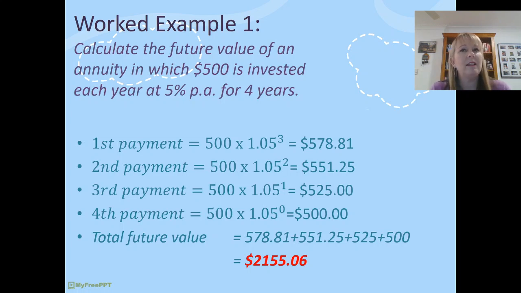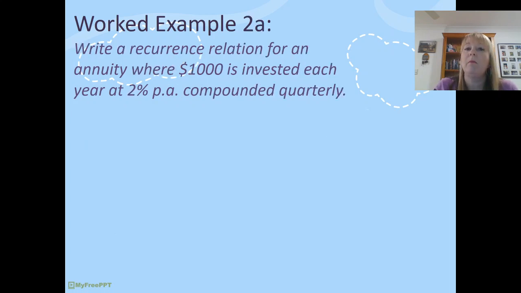Now, this would be very tedious for us to use, as you can imagine, if we had to calculate it over 40 years, or if we had 4 compounding periods a year for 4 years. That means we'd have to be calculating 16 different payments and adding them together. So I'm sure you're thinking there's got to be a better way than that. Well, let's look at worked example 2. We're going to start by using a recurrence relation for an annuity.